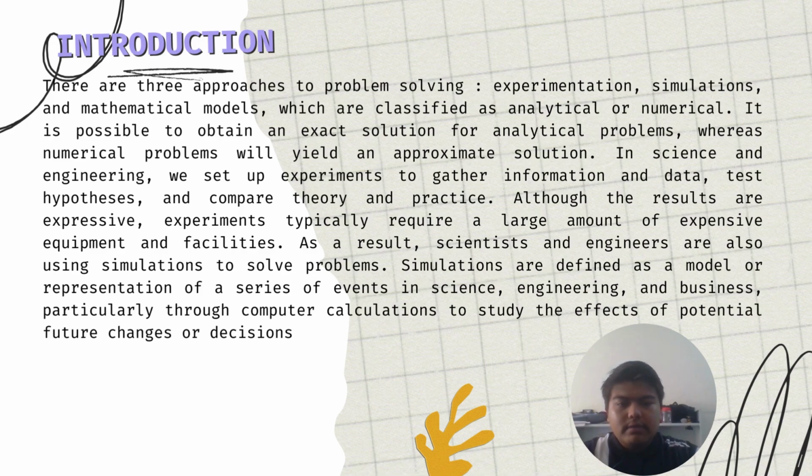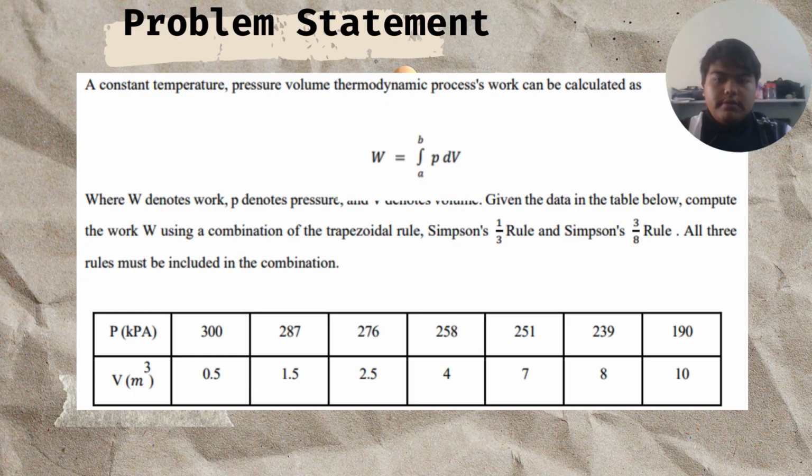Simulation is defined as a model or representation of a series of events in science, engineering, and business. Presently, computer calculation is used to study the effects of potential choices on decisions. Problem statement: a constant temperature, pressure, volume. The work in a thermodynamic process can be calculated as W equals the integral of P dV, where W denotes work, P denotes pressure, and V denotes volume.